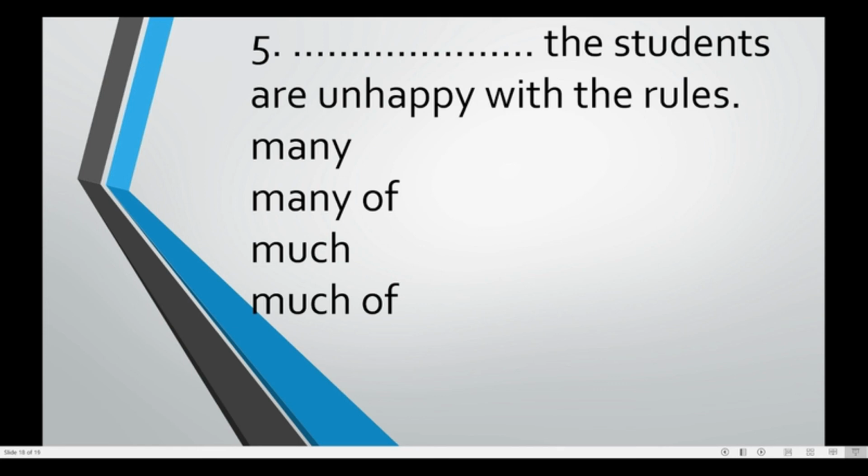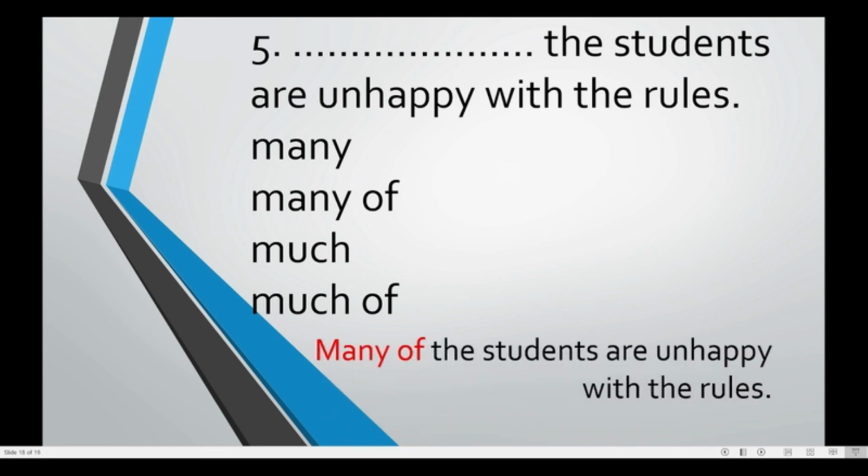I hope the rules are clear now, and you should be able to use much, many, much of, and many of correctly now.